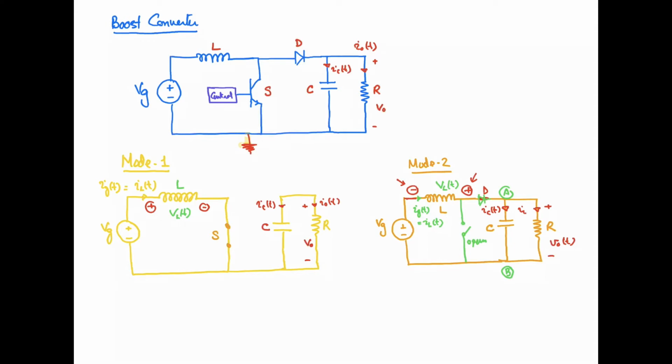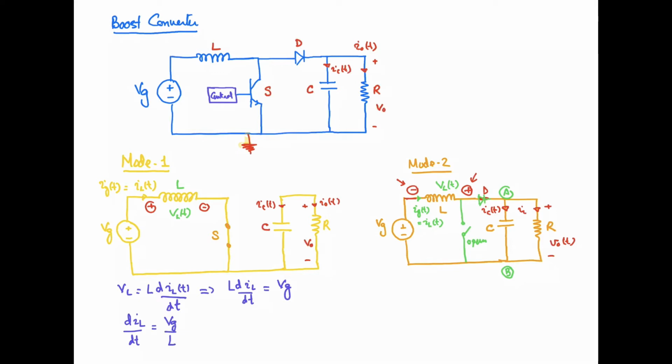So the inductor voltage in the first mode of operation is equal to your source voltage. I can write it like that, VL is equal to L dIL by dt, inductor current, right? So from here I can say that L dIL by dt is equal to your source voltage Vg, where VL is the inductor voltage and Vg is the source voltage. So I can find the slope of the current, dIL by dt, that will be written as Vg by L. That is the slope of the inductor current.